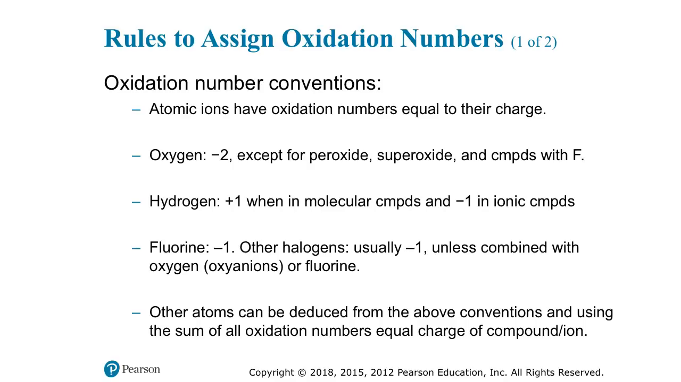So atomic ions have oxidation numbers equal to their charge. So that's very easy for atomic ions. For oxygen, its basic rule is that it's -2 with a couple of exceptions. Two of the exceptions we've talked about already in class. Peroxides and superoxides exist for some alkali and alkaline metals. And that's it. We don't see these forming with aluminum or transition metals.